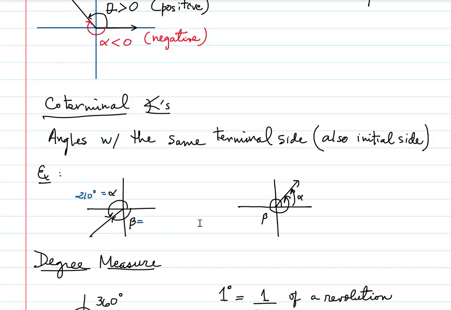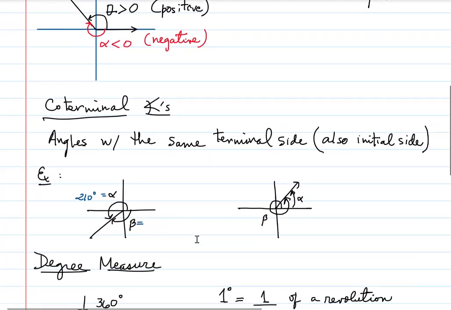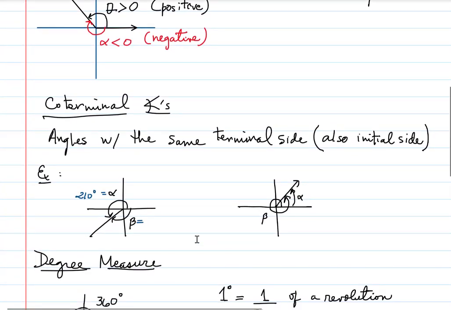Now, remember what we said about positive and negative. Because beta is going clockwise, it will have to be negative 150. And always make sure when we're dealing with degrees, because we're going to see a different type of measure, that you put your little circle there so we know we're talking about degrees. All right, see this example. Let's say this alpha is 60 degrees. What would beta be?